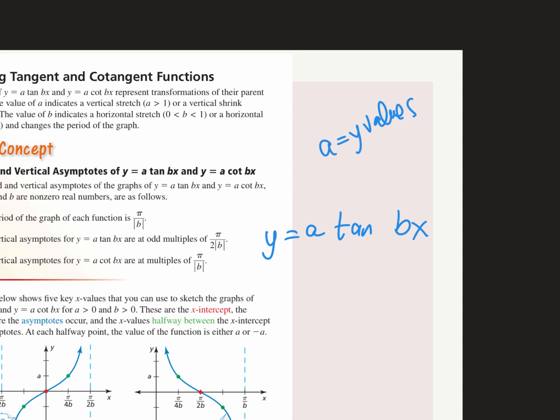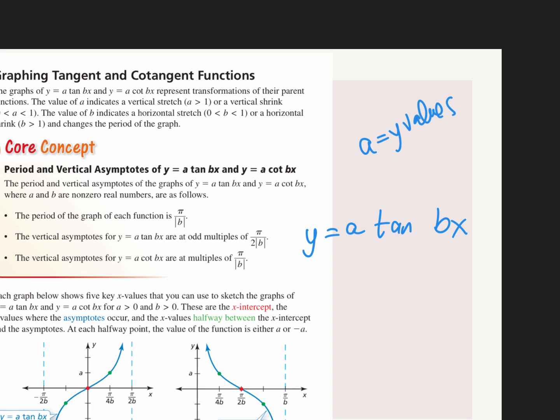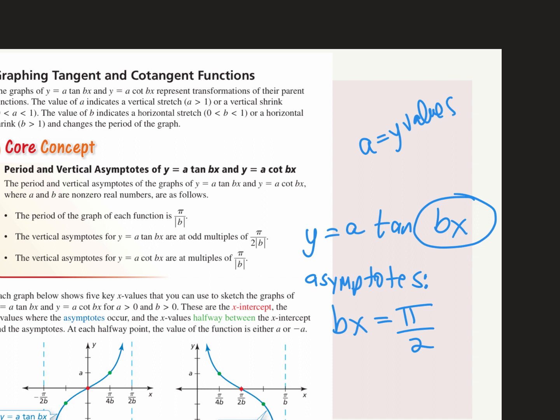How do you find the asymptotes? Everybody write this down. Asymptotes, A-S-Y-M-P-T-O-T-E-S. How do we find asymptotes? You take whatever the bx is, and you set it equal to pi over 2. In our case, for what we're doing in this class, your asymptotes are going to be mirror images of each other. So once you find the positive one, the way that you find the negative one is just putting a negative in front of it.